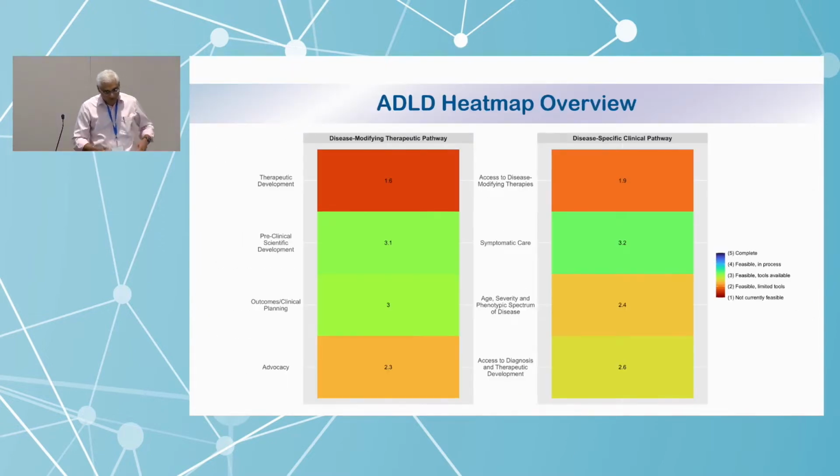So let's talk. This is the heat map, and I was so envious when I saw the previous group's heat map, which is all blue and green. I don't think I've ever seen blue. So, unfortunately, we're not there. We have a lot of reds and oranges, but I think we do have strengths in the patient advocacy and some of the preclinical disease models and understanding the disease mechanisms for this disease.